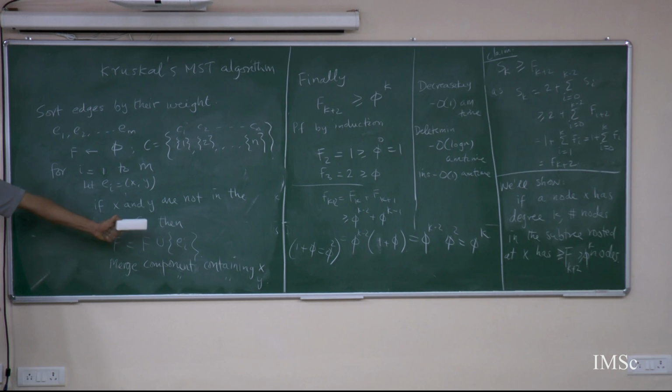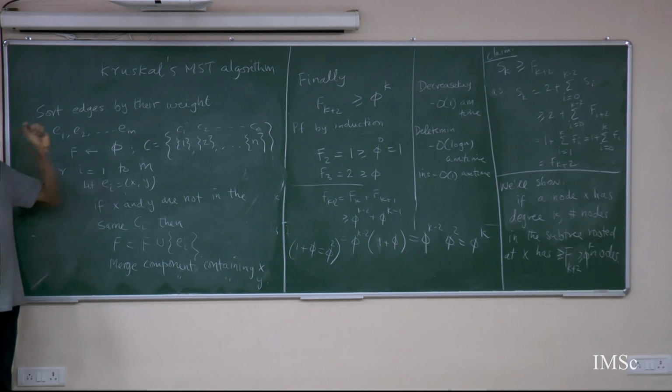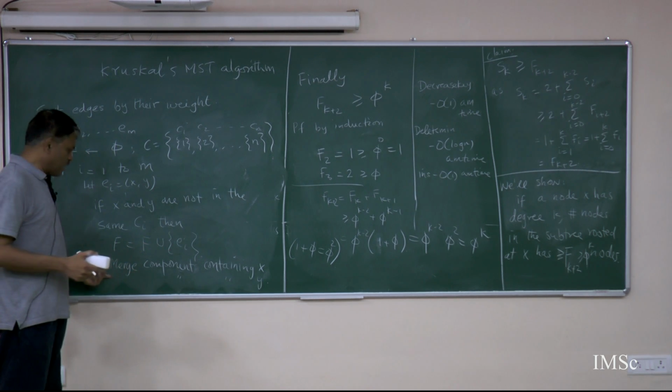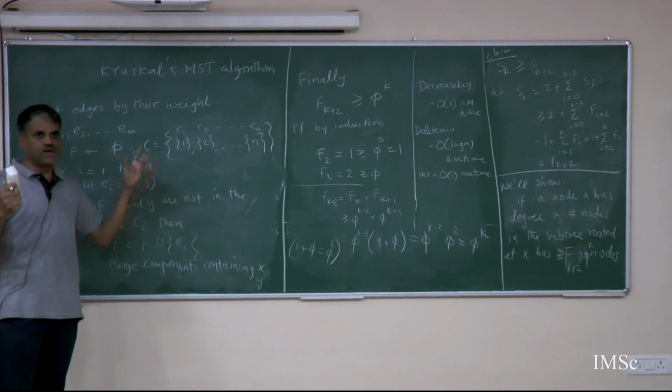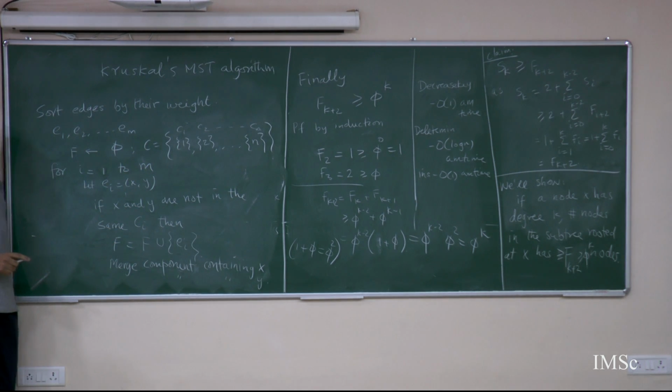Since they are different components, now my data structure is: F is the output, the set of edges I'm going to collect, and I maintain my components as a collection of sets. Initially they are all singletons. When an edge comes, I check, are they in the same set or different sets? If they are in the same set, I don't add it at all. If they are in different sets, I add ei to my collection and merge the set containing x and the other set containing y.